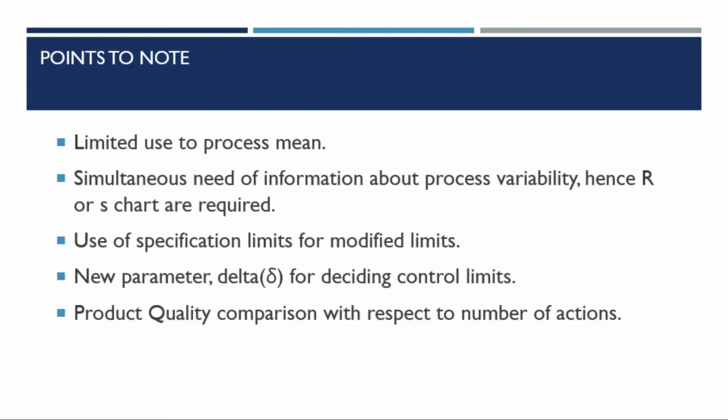Another is that we have introduced a new driving parameter for modified limits, that is delta, which indicates the fraction of non-conforming items, that is, items plotting outside the specification limit. Also, the modified limits are very useful to ensure the required product quality while having the least interactions with the process, or the least modifications applied to the process.